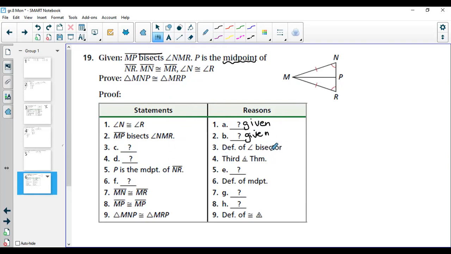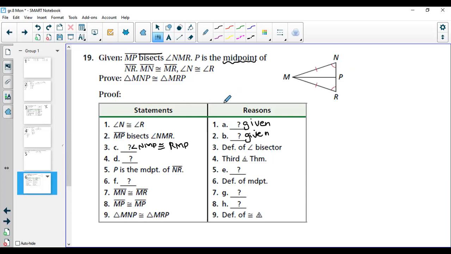Now, which can be a definition of bisector? What do you think is going to be the definition? Because of what did we say that it is bisecting? MP is the bisector. So because of this MP, what happened? So we can say NMP is equal to RMP, right? Because if I say angle M is equal to angle M, anyone will be confused. So we need to write angle NMP is congruent to angle RMP. That's because of the definition of the bisector, right? That's why we wrote it like that.